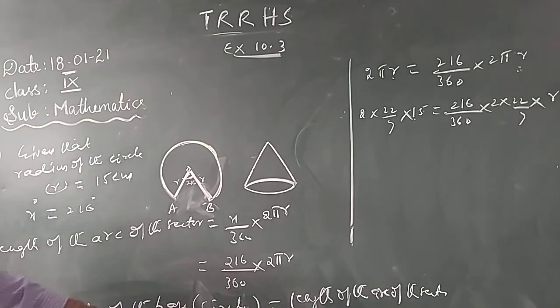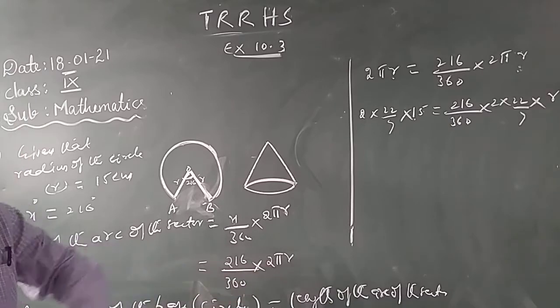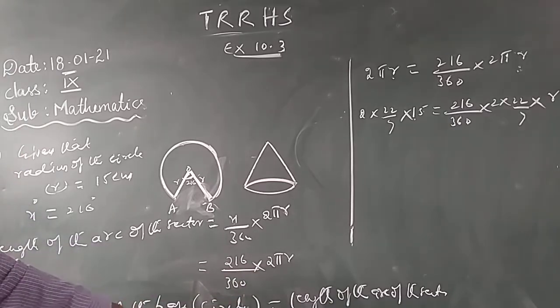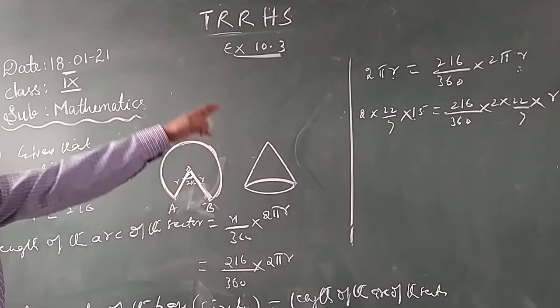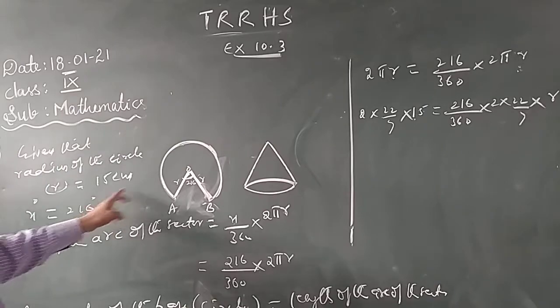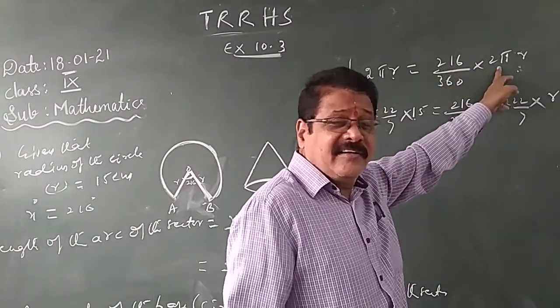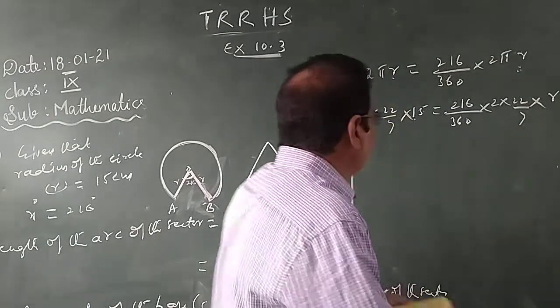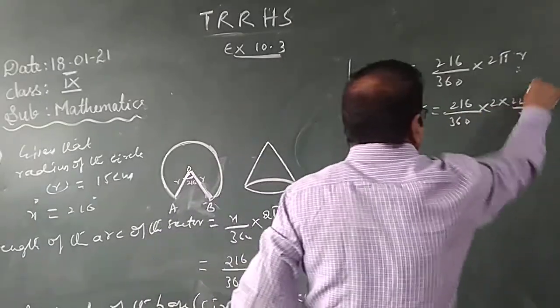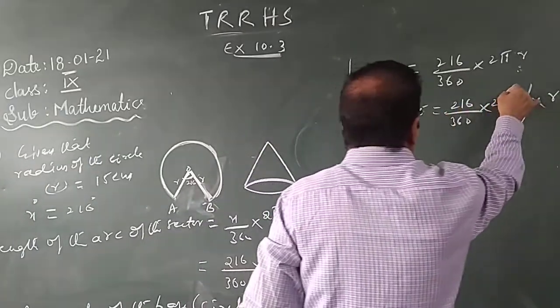The radius of the circle means the perimeter of the base. The perimeter of the base is equal to the length of the arc of the sector. Base is circle. Perimeter of the circle is 2 pi r. Circle radius is given, that is why 15 centimeters is substituted here. This is the sector length. Sector radius you don't know as it is. Both sides 22 by 7 cancel, 2 and 2 cancel.